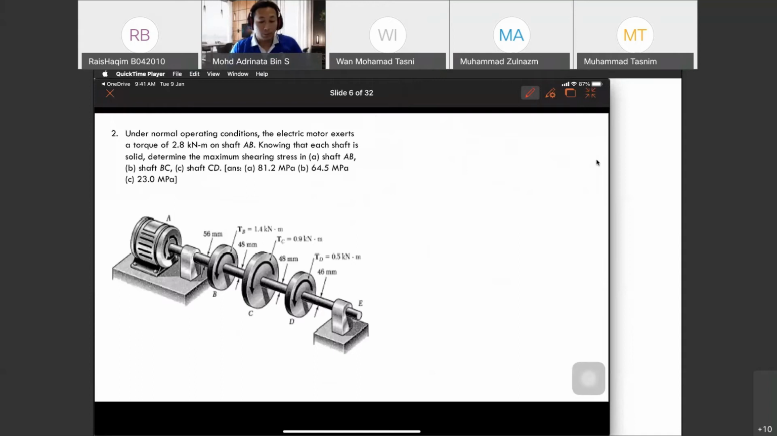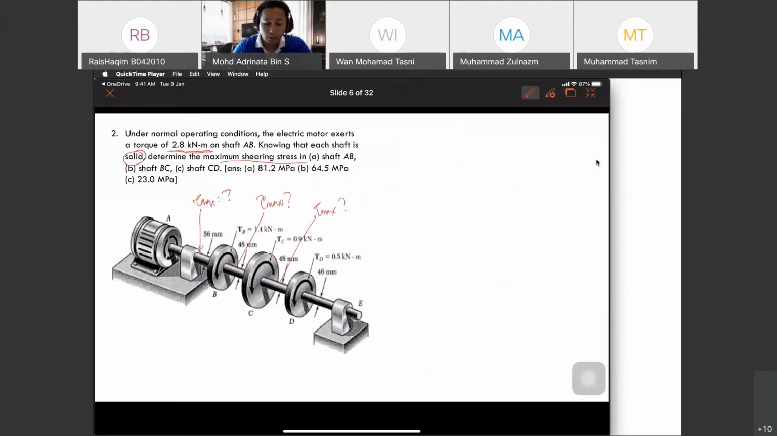Question number 2. Under normal operating conditions, the electric motor exerts a torque of 2.8 kN meter on shaft AB. So this is 2.8 kN meter, knowing that its shaft is solid. So solid, bukan hollow. Determine the maximum shearing stress in shaft AB. So ni tau max berapa? Shaft BC tau max berapa? CD tau max berapa?